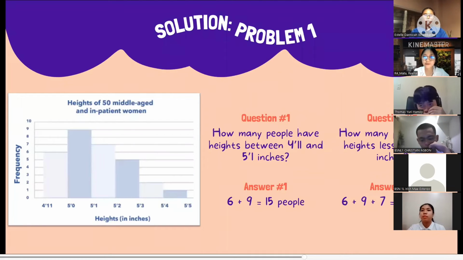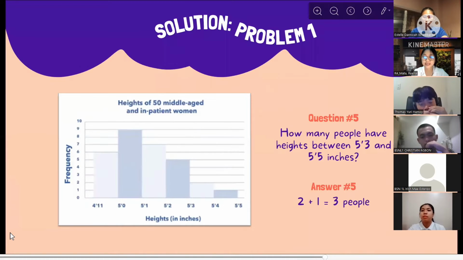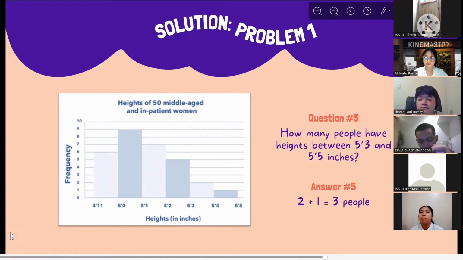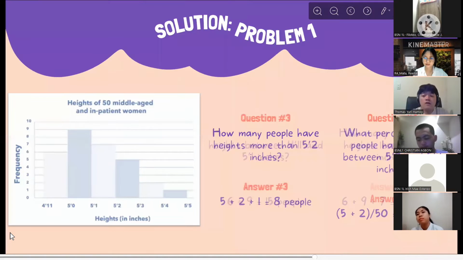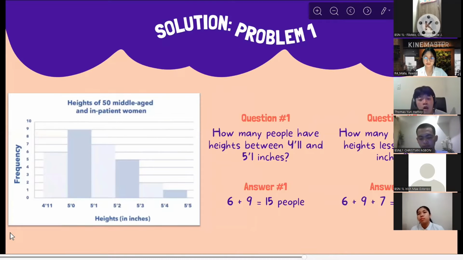For problem number 1, the first question asks how many people have heights between 4'11 and 5'1 inches. The solutions: for 4'11, we have 6 people. For 5'1 inches, we have 9, and we need to add those 2. So in question number 1, the people who have heights between 4'11 and 5'1 are 15 people.